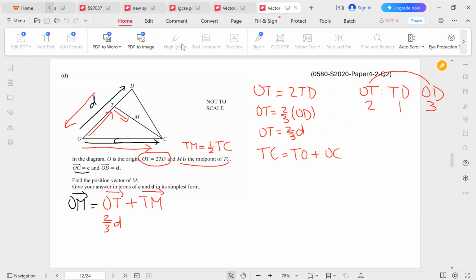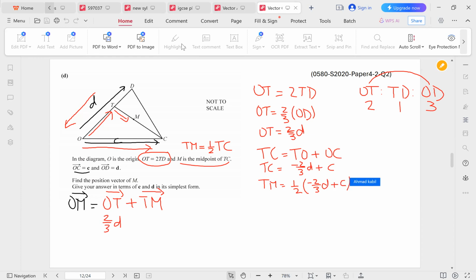So what is TO? We already got OT, so TO would be simply -2/3 times D. And then in order to find OC, we already have that, that's given, so that's just plus C. So TC would be -2/3D plus C. Now, in order to find TM, we multiply that by half. So TM equals half times -2/3D plus C.